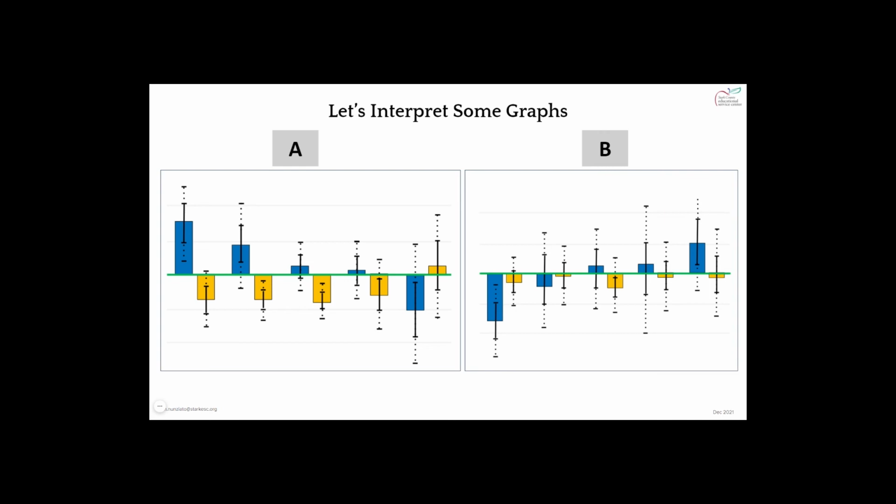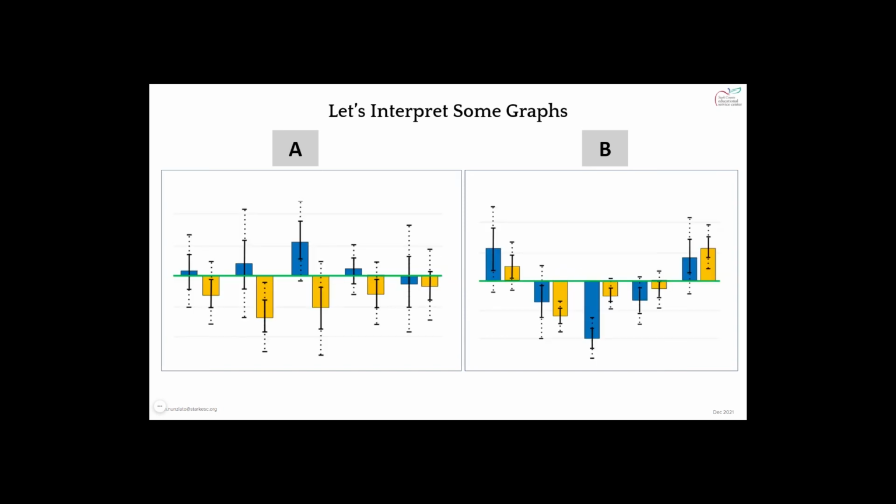So go ahead and pause the video for a second and have a discussion about B. Here are some more examples. Go ahead and pause the video and have some discussions about A and B.